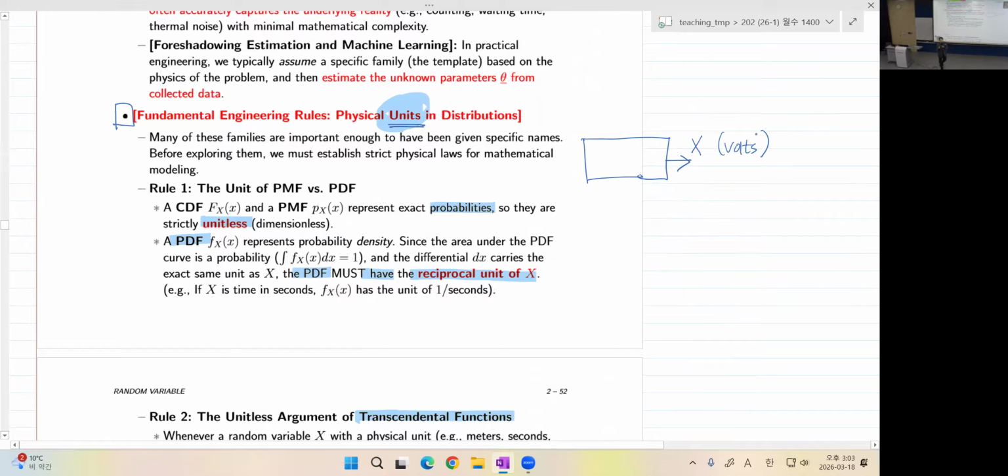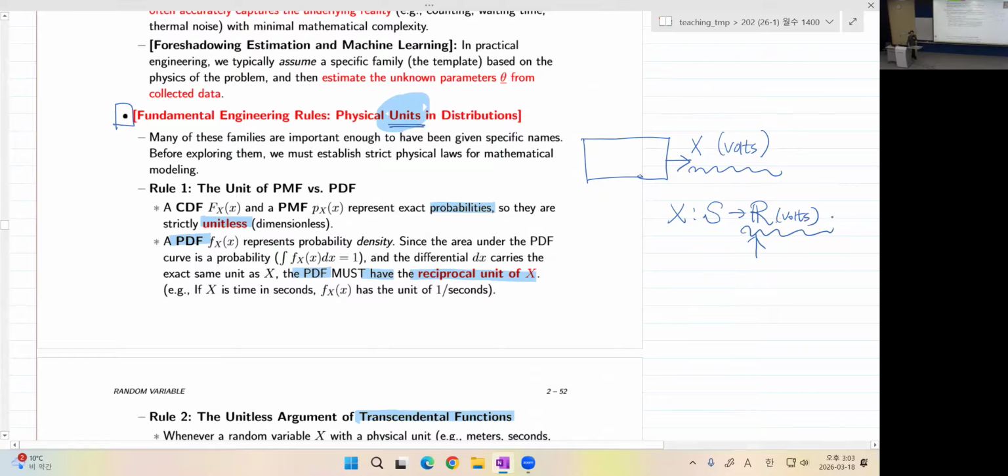Precise definition of random variable has no unit, right? Because we defined it this way. X is a function from what? The sample space to the real line. And real number does not have a unit. However, in many cases, actually we have units. Got it?